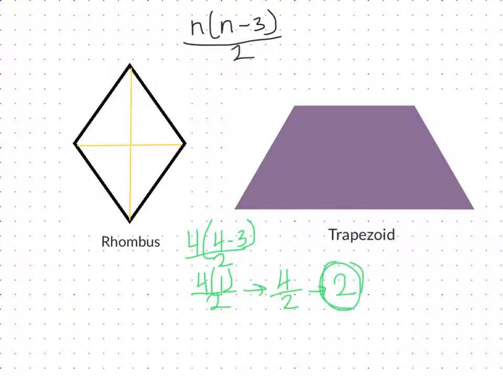Then we can come over here to my trapezoid and do the same thing, vertex to vertex without overlapping a side, and vertex to vertex. Now remember, an example of something that would not be a diagonal would be vertex to vertex that also overlaps a side. That would not be a diagonal.